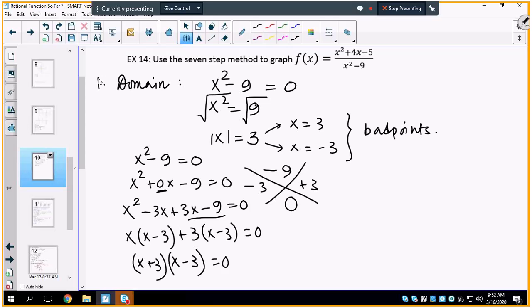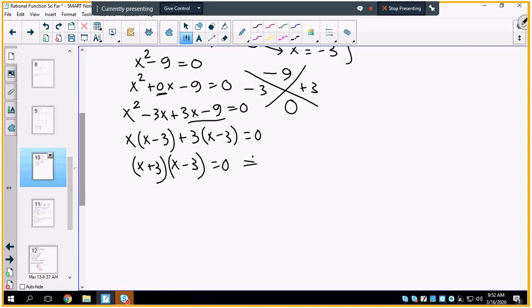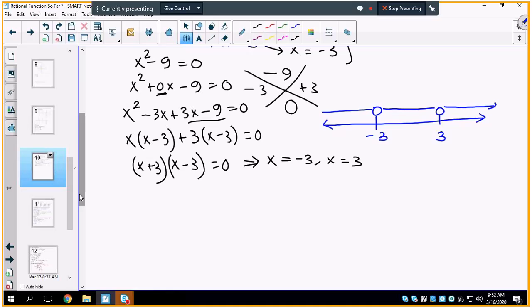And hence, I solve for the bad points, and as you can see, I get the same answer. I get x equal to negative 3 and x equal to 3. So I need to discard these 2 points from the number 9. That's the way we will write the interval notation of the domain. So negative 3 is bad, 3 is bad, don't take either of them, and take everything else. So the domain is negative infinity to negative 3, union negative 3 to 3, union 3 to infinity.